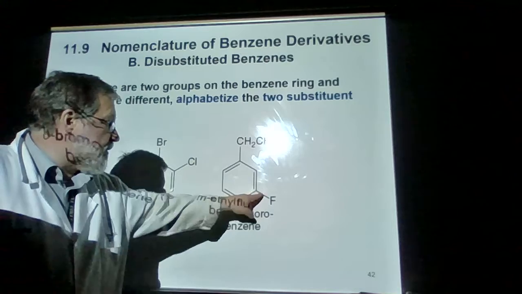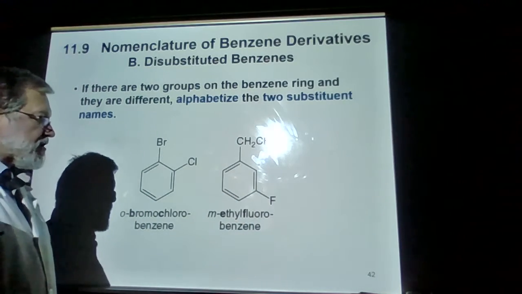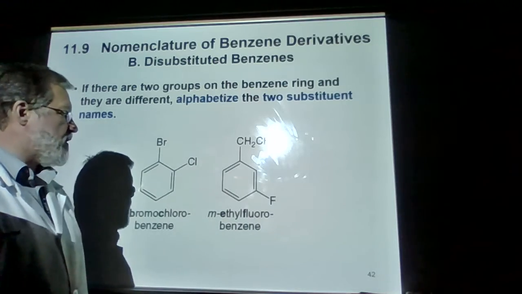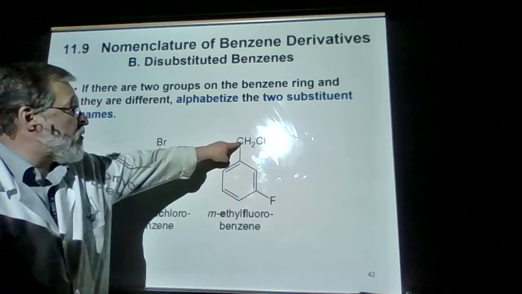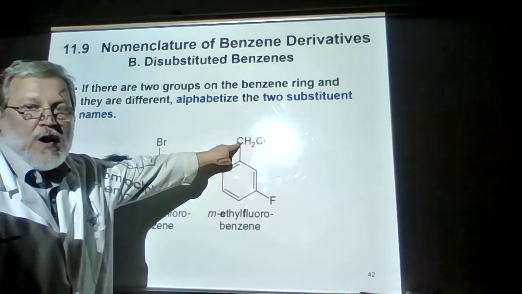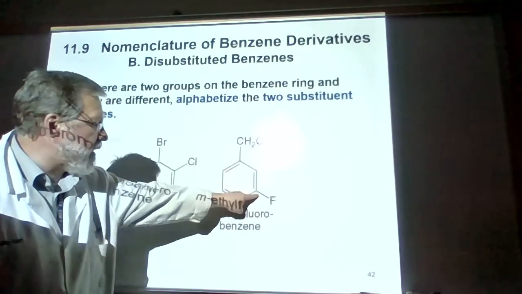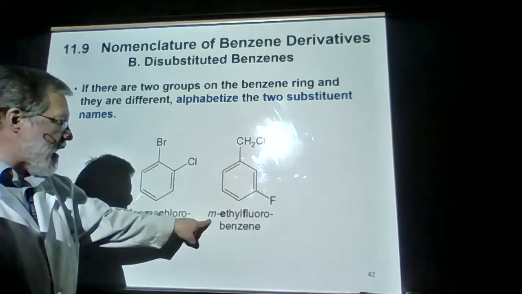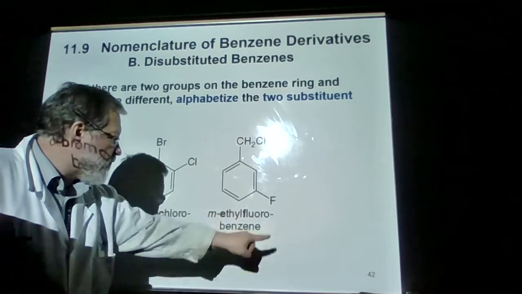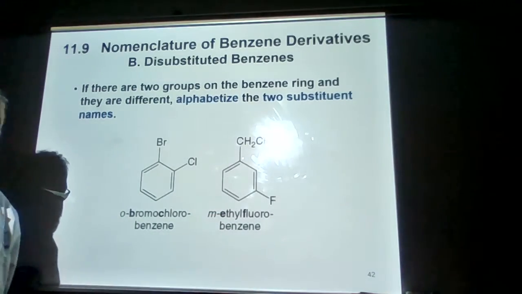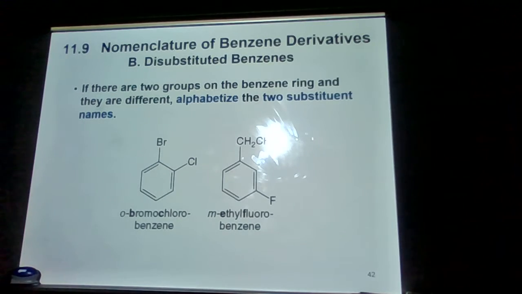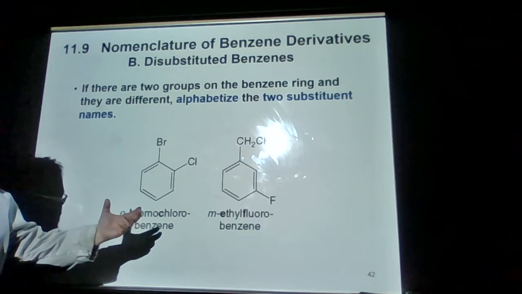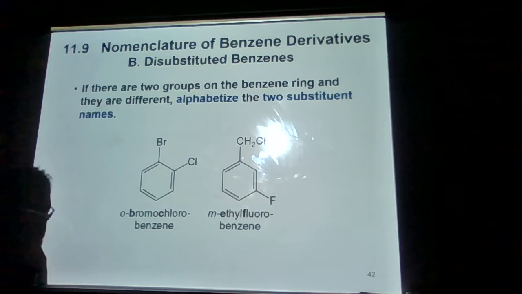With this ethyl group and this fluoro group, which comes first, E or F? Alphabetically, E comes first. Therefore, the E refers to position 1. So this is 1, 2, 3. These are 1, 3. These are meta to one another. So it's meta, or M. Ethyl comes first, fluorobenzene. So when you have two substituents, you alphabetize them. The first one listed is the number 1 position.